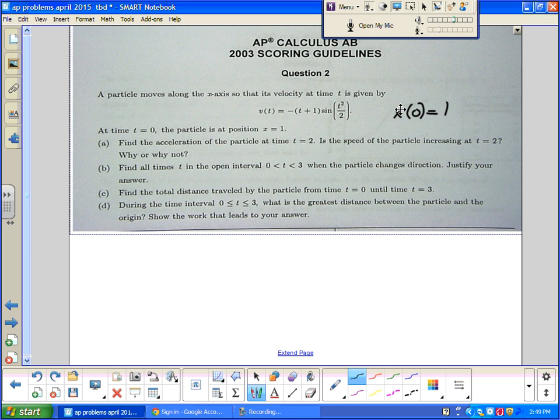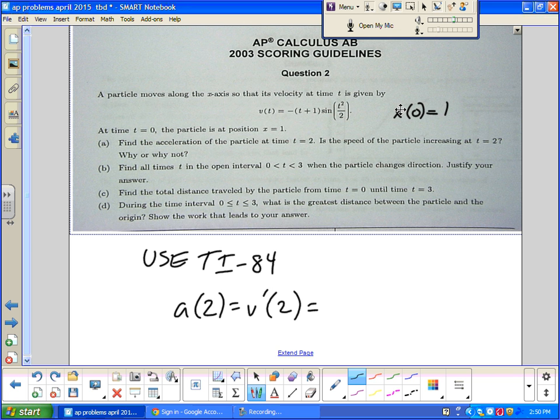Letter A, find the acceleration of the particle at time 2. Is the speed increasing at time 2? Let's start with getting the acceleration. Guys, I would use my TI-84, right? And I would find A of 2 being V prime of 2. You guys all agree? So we'd use our derivative key, all right?